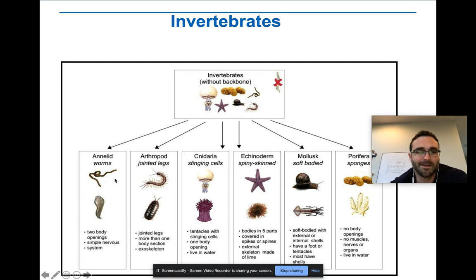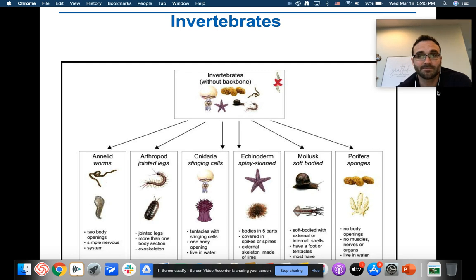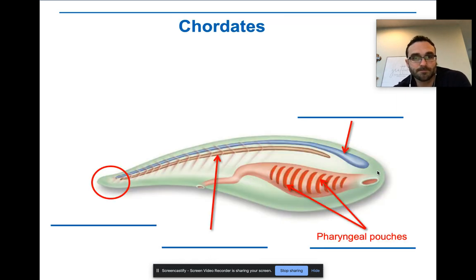And then we have obviously worms, jellyfish, sponges. Weird thing. You don't think of sponges as being an animal, but it is, such as coral as well. And then again, invertebrates have no vertebral column, no spinal column.